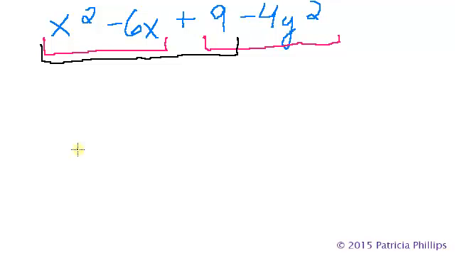Okay, so let's factor that out and see what we get. We put our x's here. 3 times 3 is 9. You know what? It's going to have to be negative, because negative 3 times negative 3 is 9. But also negative 3 and negative 3 added would be negative 6, our middle term. So we're going to make these both negative.